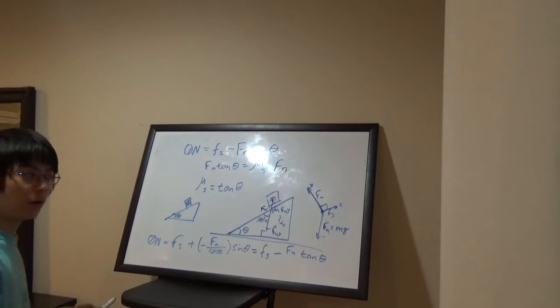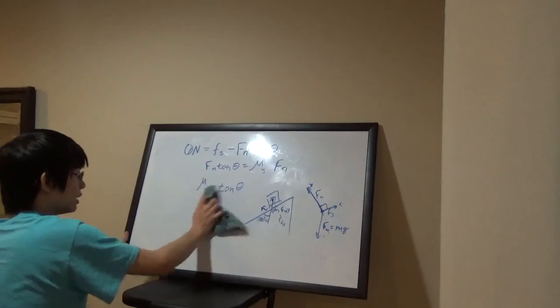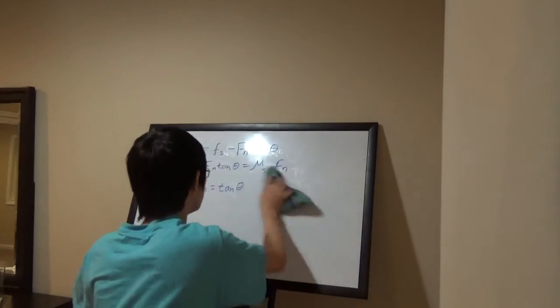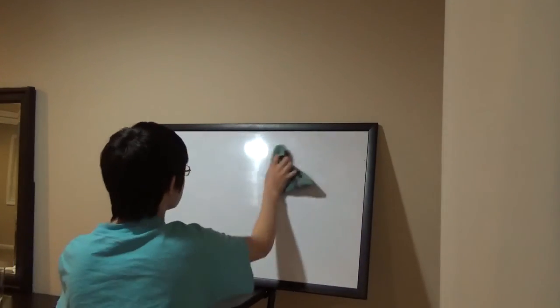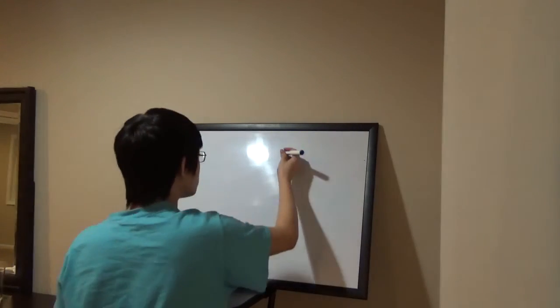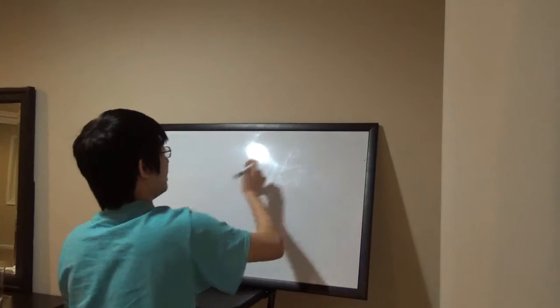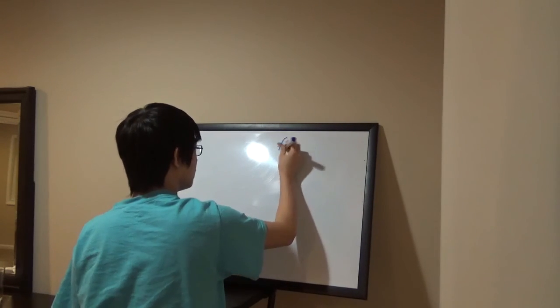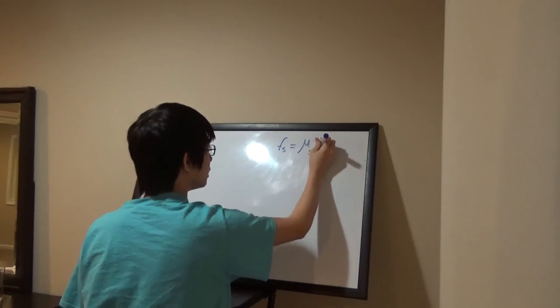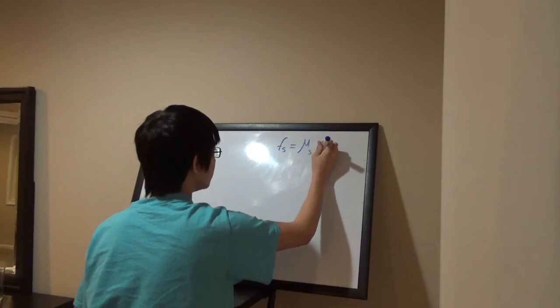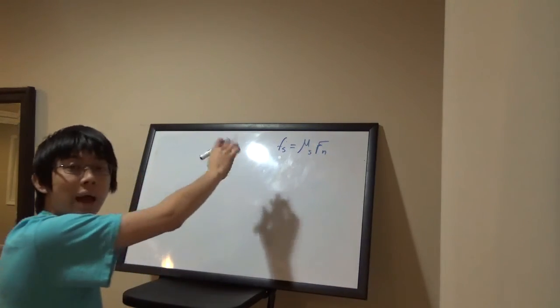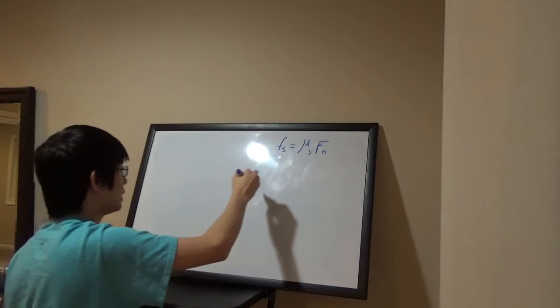So let's write down all the things that we've learned in this video to summarize. All the things you can put on your equation sheet for the Physics C test. Well, the first one we've learned is that Fs is equal to mu s Fn. What is that? Fs is the maximum static friction, on the peak of the curve.